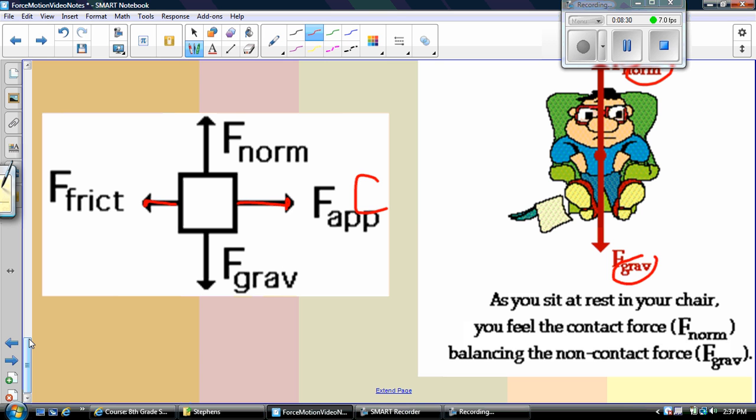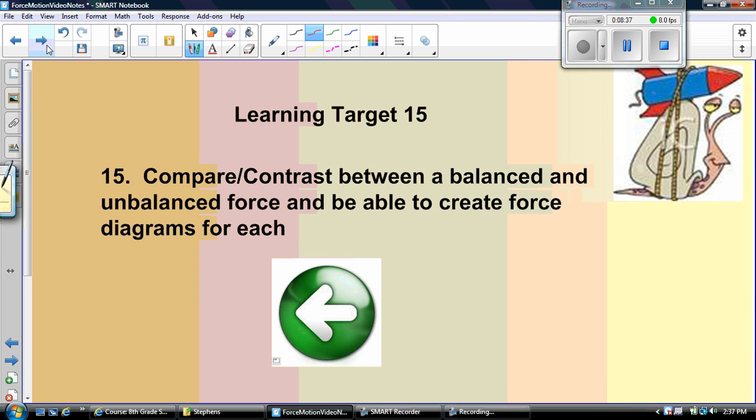Okay, and you will get a lot of practice with drawing force diagrams. But hopefully, after today, you should be able to tell the difference between balanced and unbalanced forces, and you should be able to draw the force diagrams.